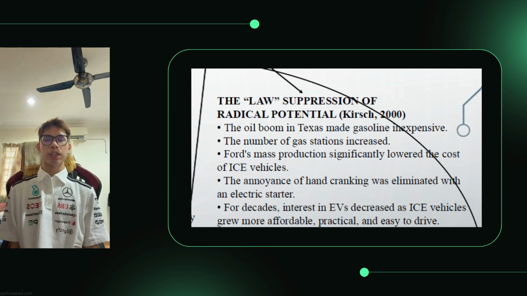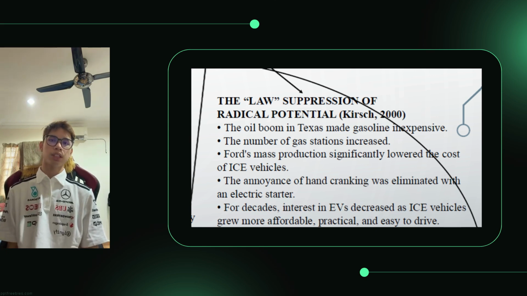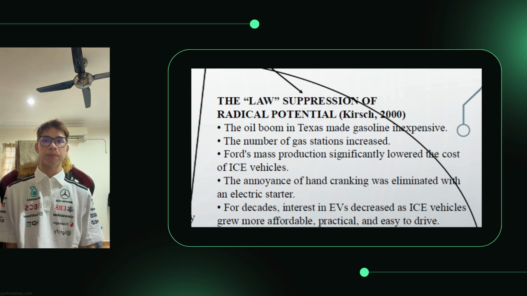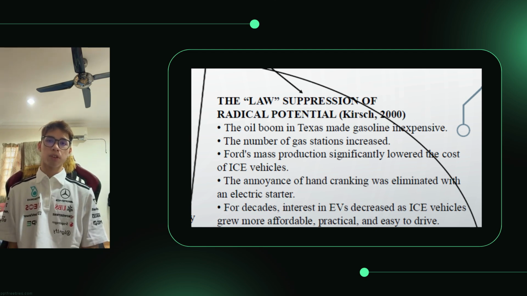However, despite this growing need, electric vehicles did not become popular immediately. This stage is known as the low suppression of radical potential. The discovery of large oil reserves made gasoline much cheaper, while the number of gas stations increased rapidly. In addition, Ford's mass production of gasoline-powered vehicles made internal combustion engine, or ICE, vehicles much more affordable. The invention of the electric starter also made gasoline cars easier to use, removing the inconvenience of hand cranking. Because of this development, interest in electric vehicles declined for many decades as gasoline cars became the preferred choice.